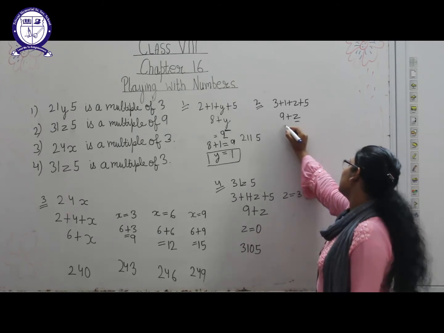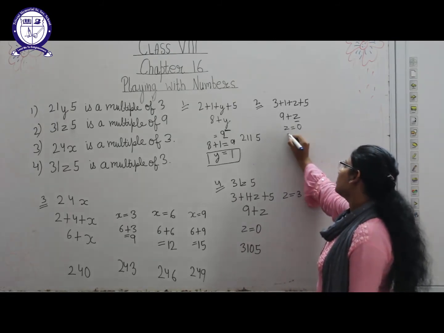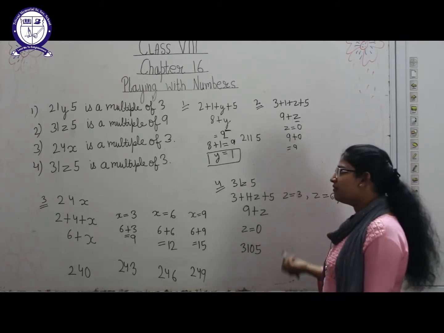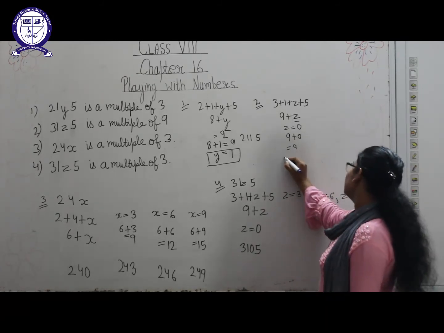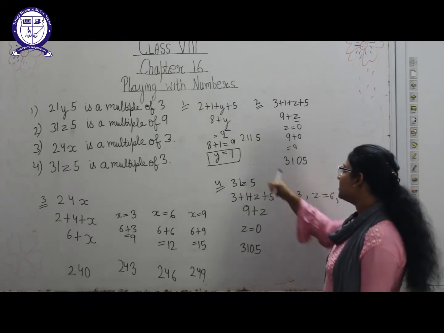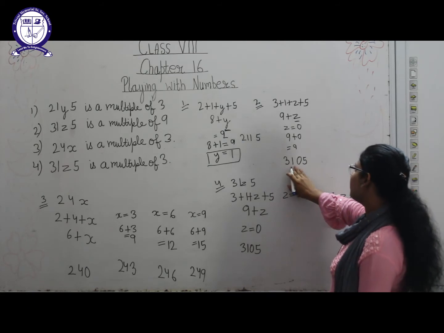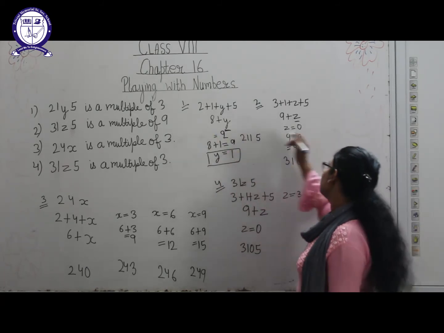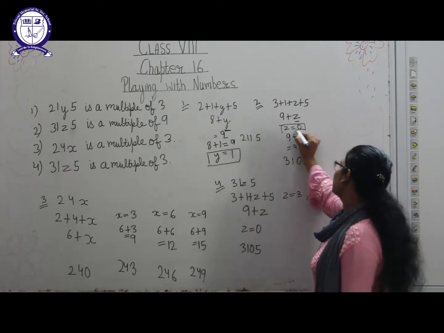If we put the value of z as 0, so 9 plus 0 will be 9, and this will remain a multiple of 9 only. So 3, 1, 0, 5 will be the number. 3 plus 1 is 4 and 4 plus 5 is 9. It means this number will be a multiple. So the value of z can be 0.